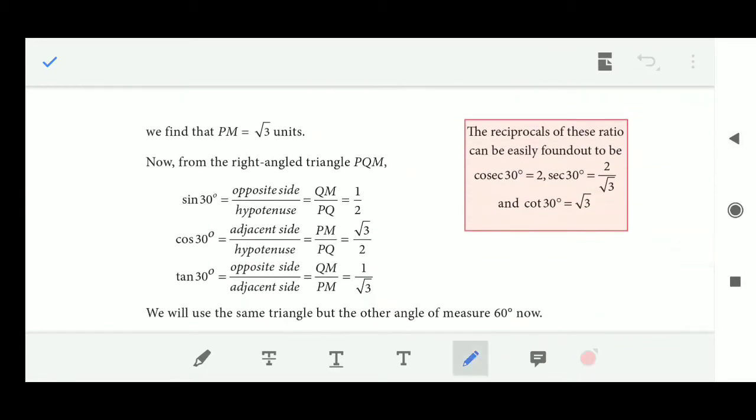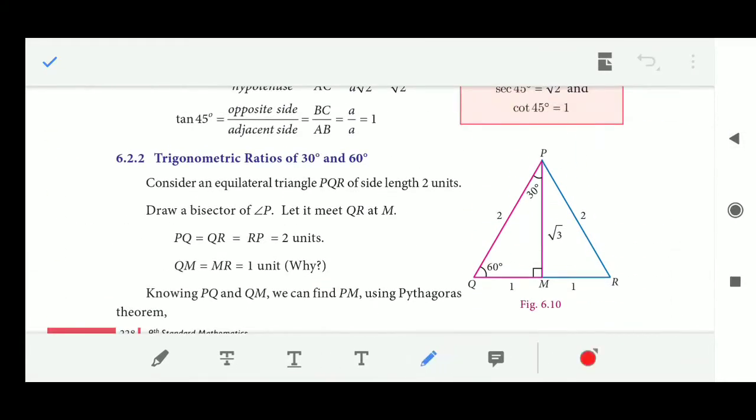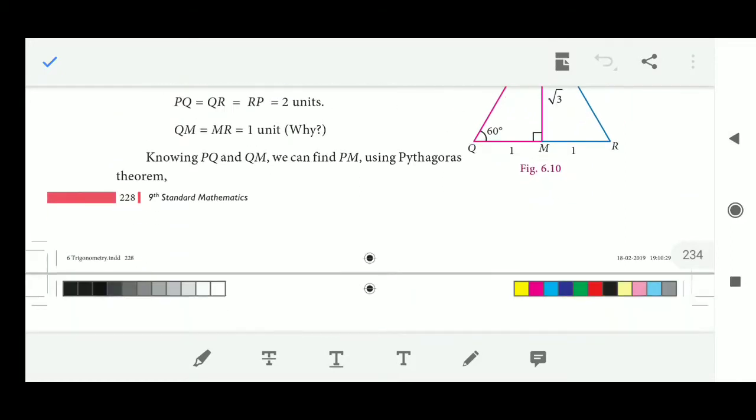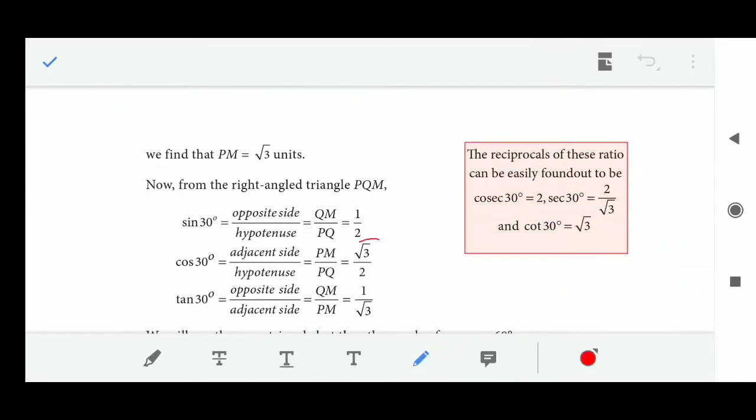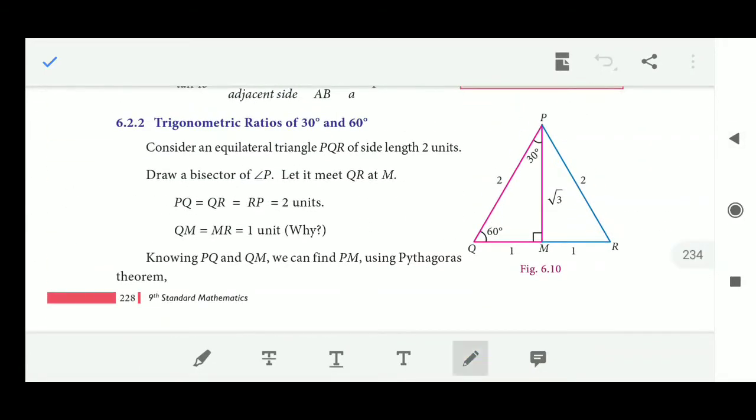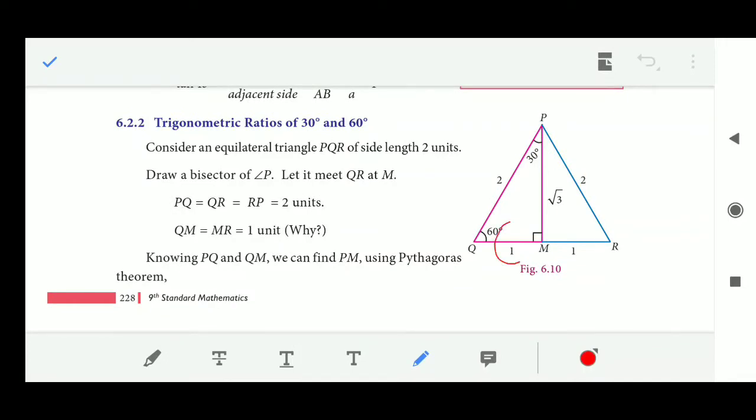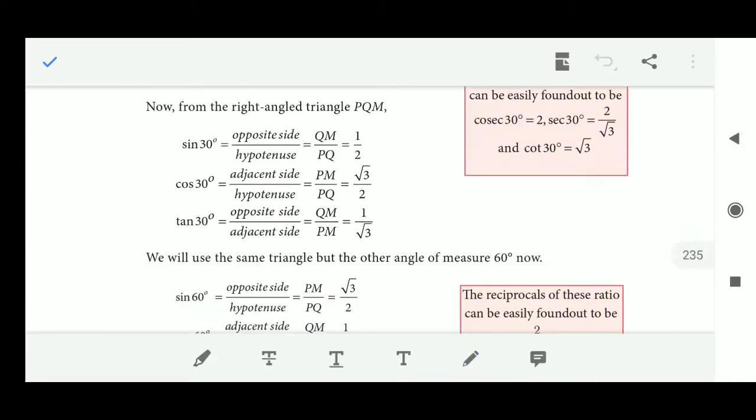So for sine 30 degree, you will get the value of sine 30 as 1 by 2. Like that, cos 30 degree equal to adjacent side by hypotenuse. Here the adjacent side of 30 degree is root 3 and the hypotenuse is 2. So you will get the cos 30 degree equal to root 3 by 2. Then comes the tan 30. Tan 30 is equal to opposite side by adjacent side. Here the opposite side is 1 and then adjacent side is root 3. So you will get the tan 30 degree as 1 by root 3.